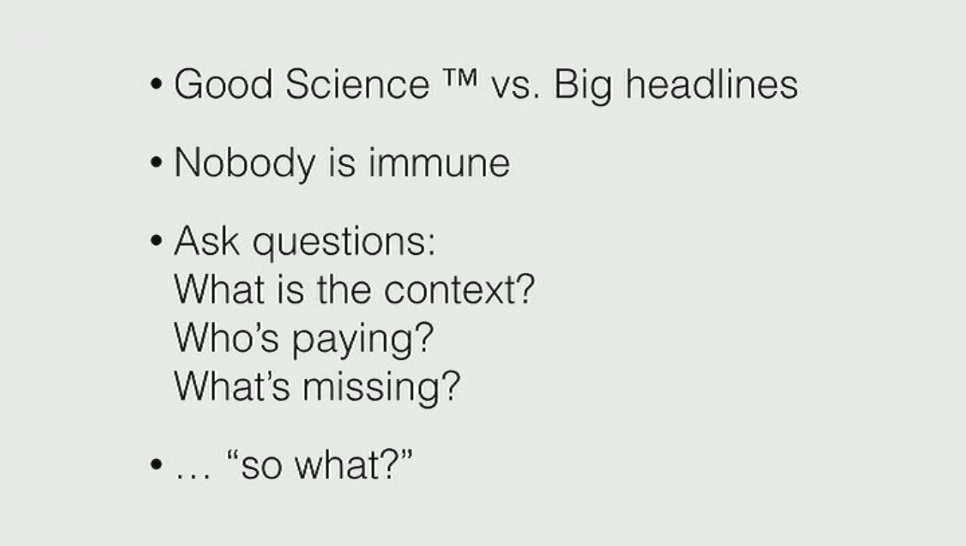So the questions that we should ask are: what is the context, what am I not seeing, what is missing in the picture, who is paying for the particular study, and all in all, so what? We see statistically significant results, so what? What is the implication? Adding extra context to what we read can help us understand the world around us better.